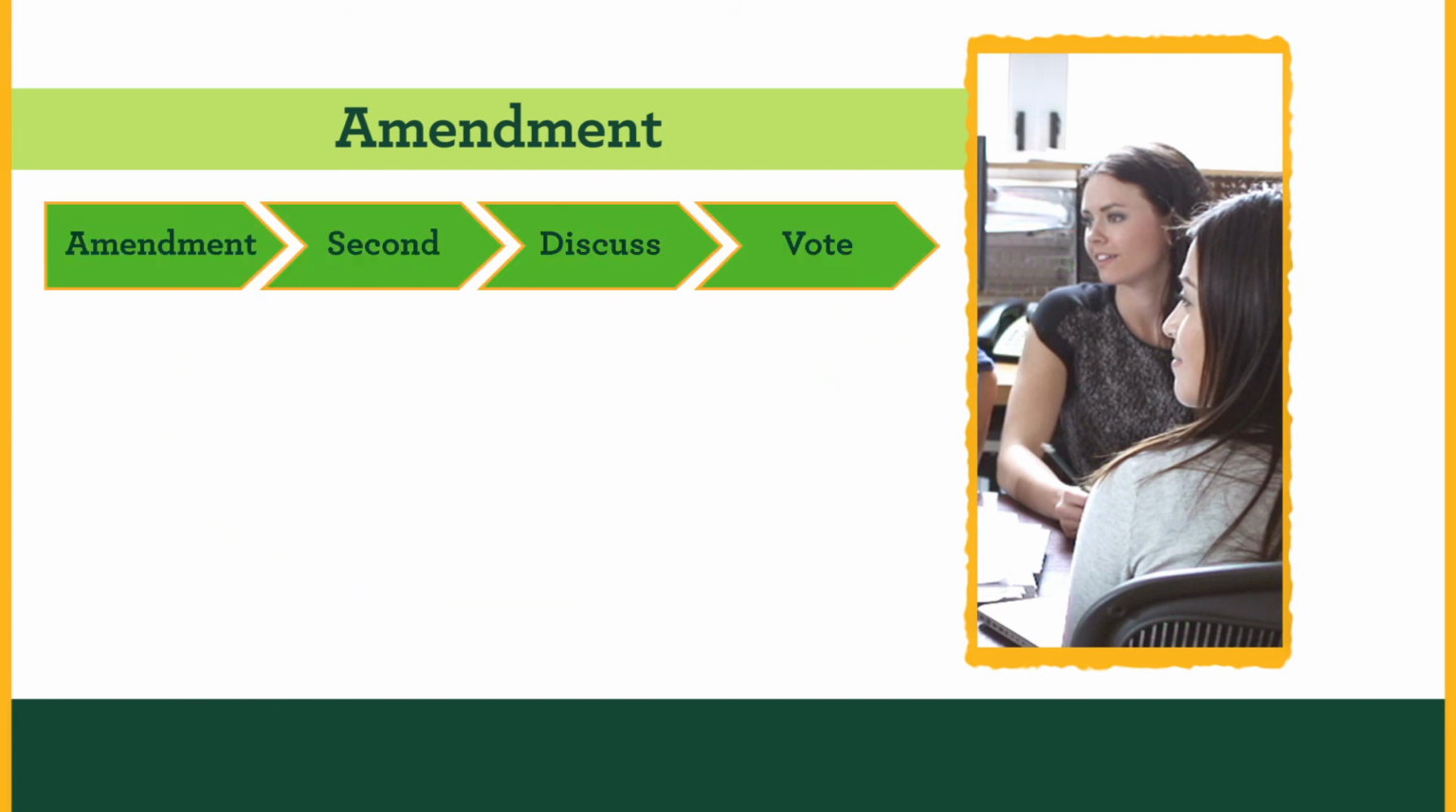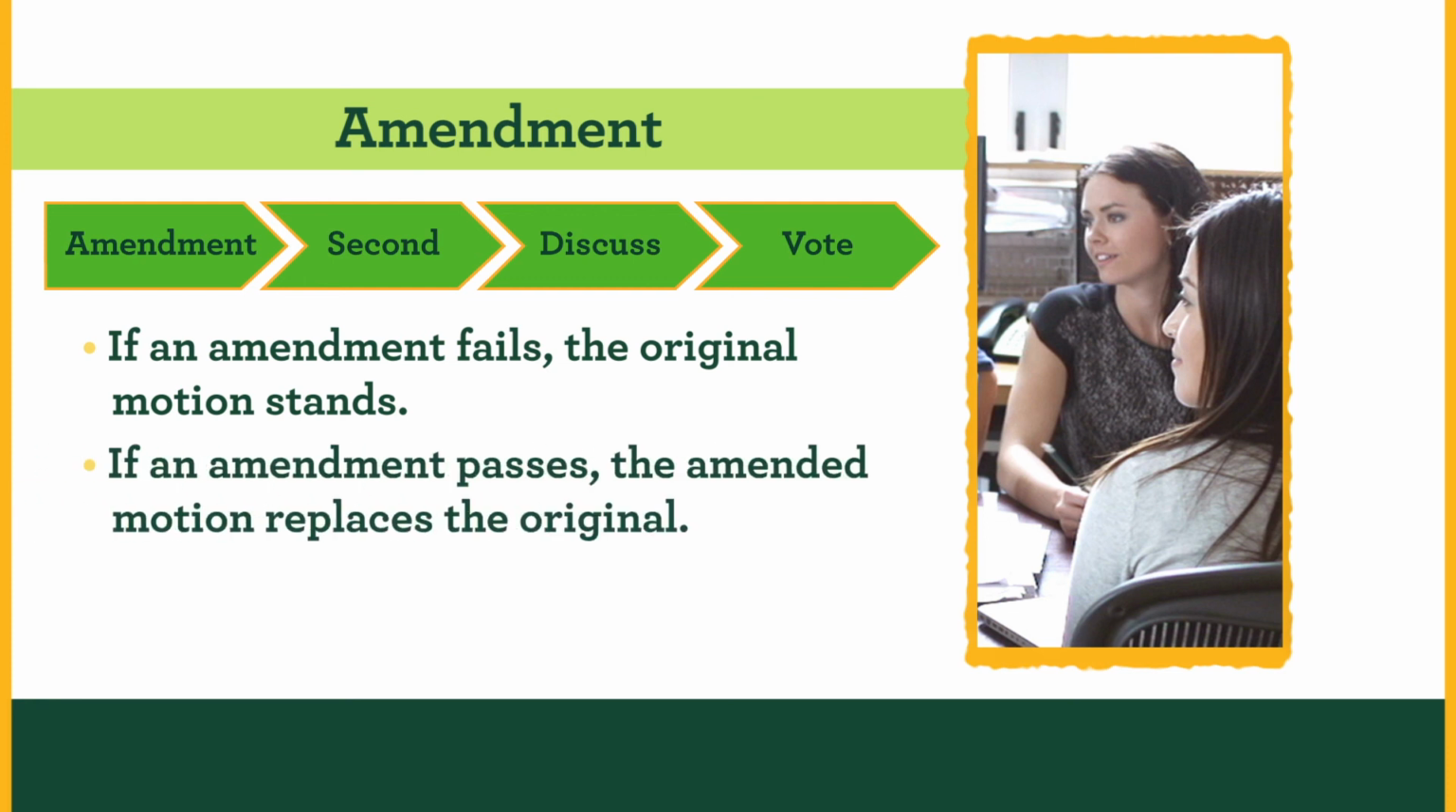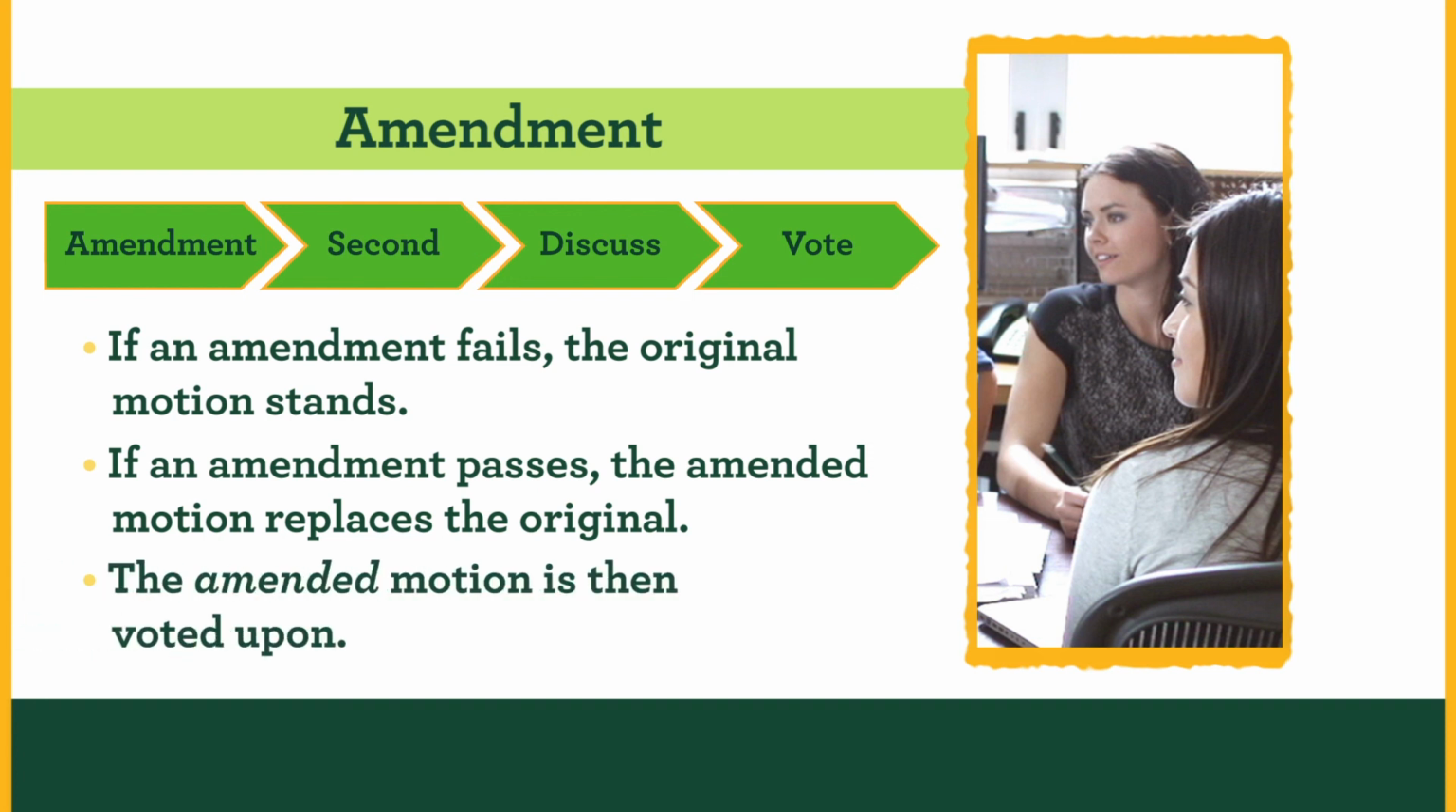An amendment to a motion also requires a second and can be discussed before a vote is called. To pass, the amendment must carry a majority vote. If it fails, the original motion stands as is. If it passes, the amended motion replaces the original motion. This new motion still needs to be voted on by the whole group. One of the most common mistakes in meetings is forgetting to vote on the main motion after the amendment passes.